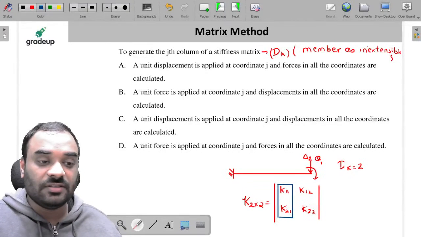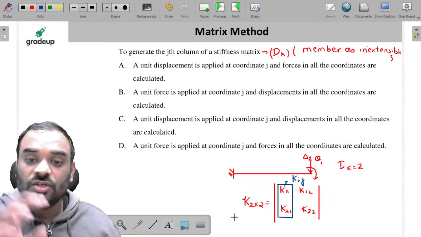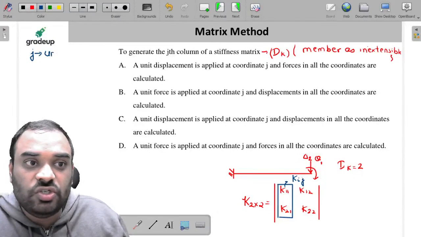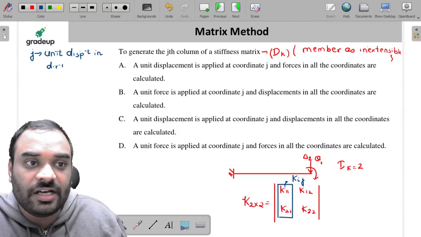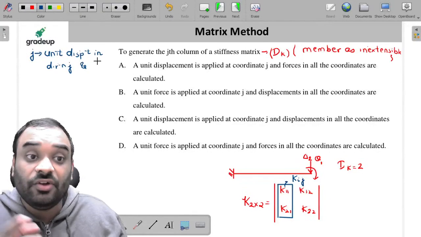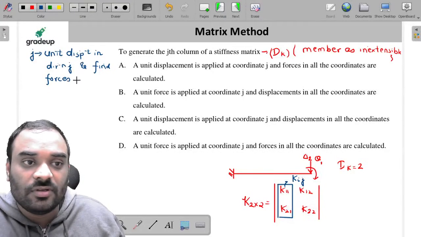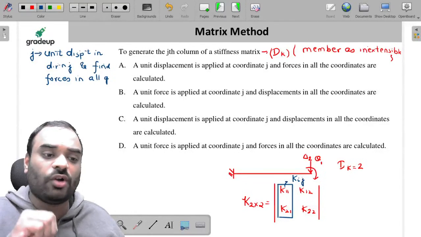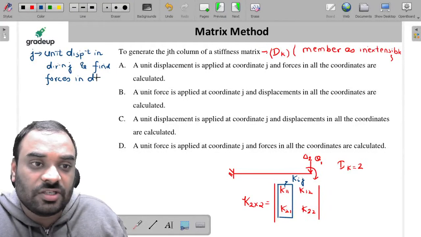So, my dear friends, these elements are to be represented in this manner, which is Kij. What we are doing is giving unit displacement in direction j, and finding forces in all given coordinate directions, or we can write it as, find the force in direction i.